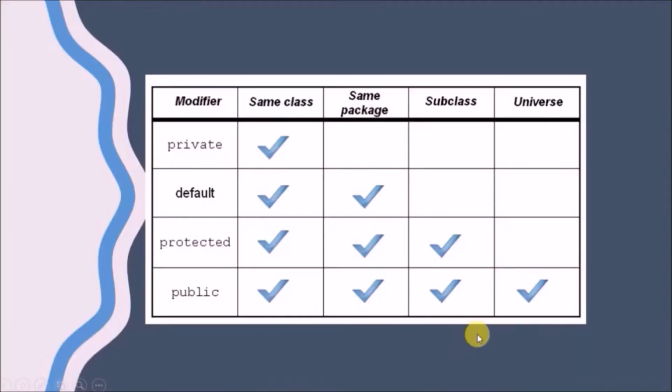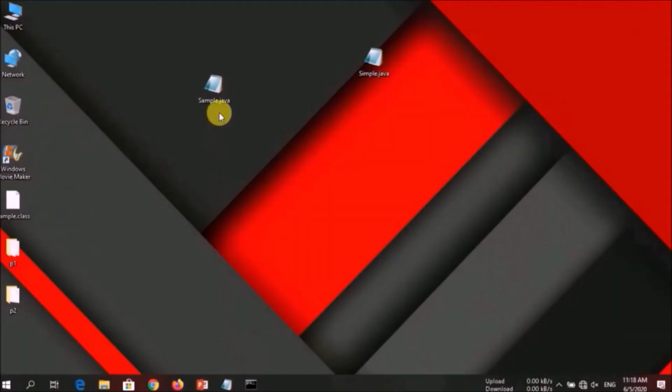But if you look into the chart, default can be used within the same package. But if you create a subclass of it, then you cannot use it. So it is only possible with the usage of the keyword protected over there. So let's check it out.